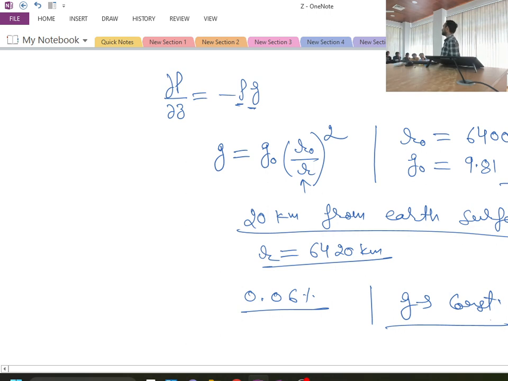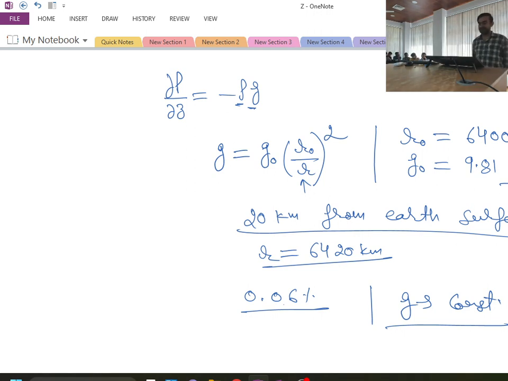Because we are dealing with systems where we will not be moving away beyond 20 kilometers from the earth's surface, and even up to 20 kilometers the variation of gravity from the surface level is very small. Okay, so that is the reason we can take this as constant.